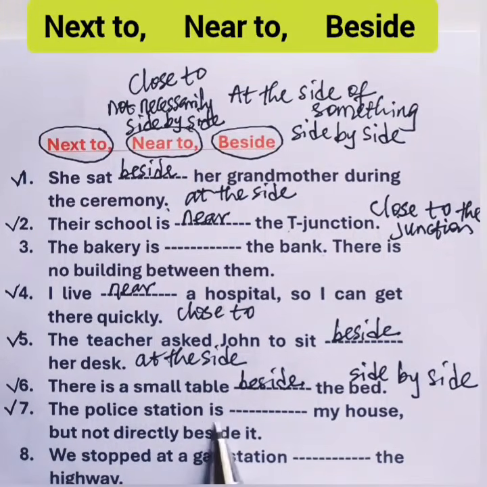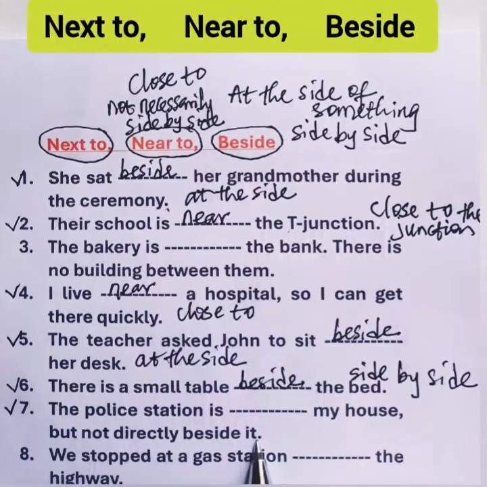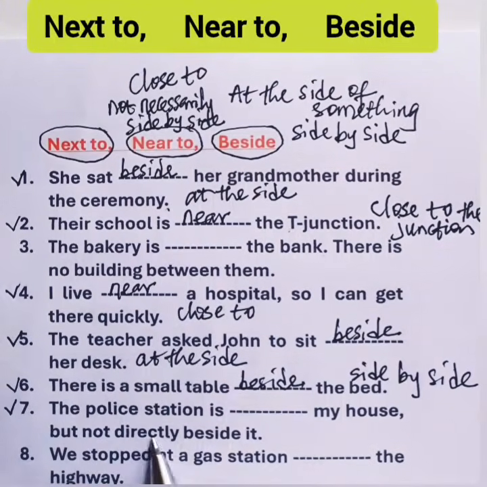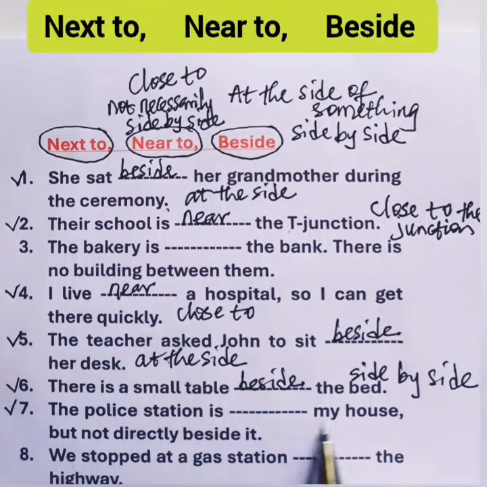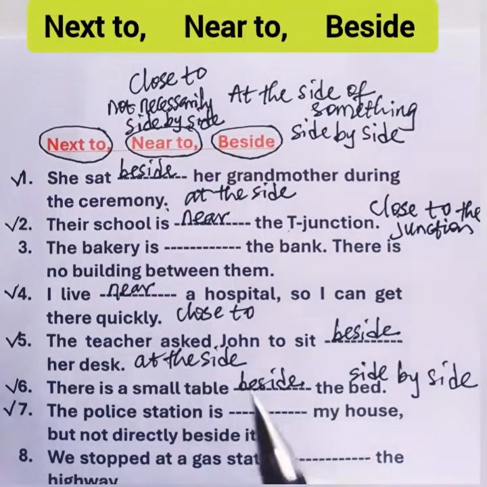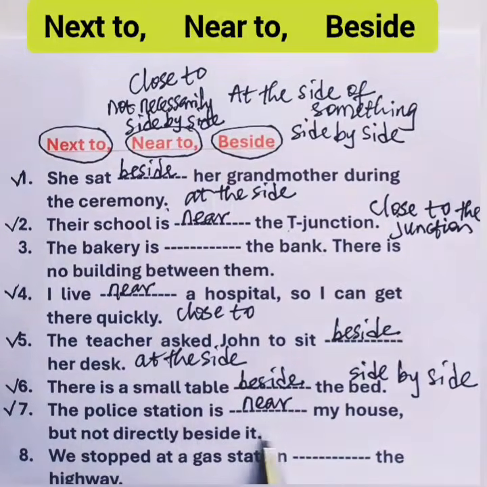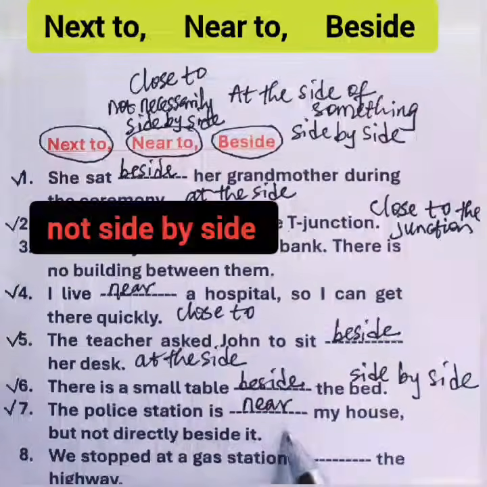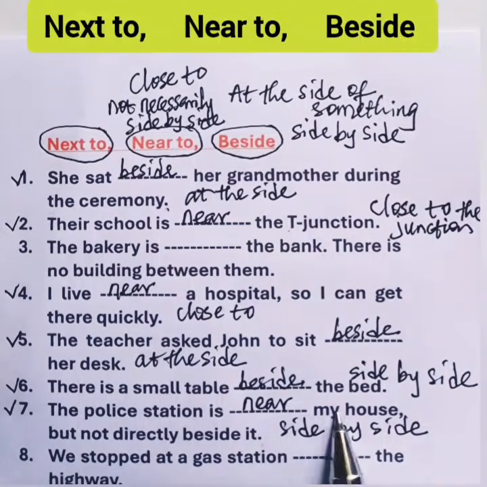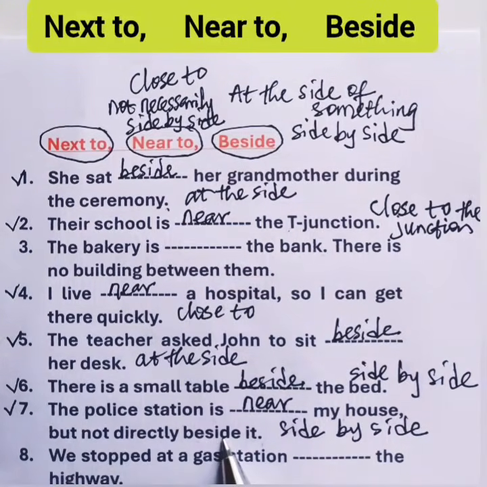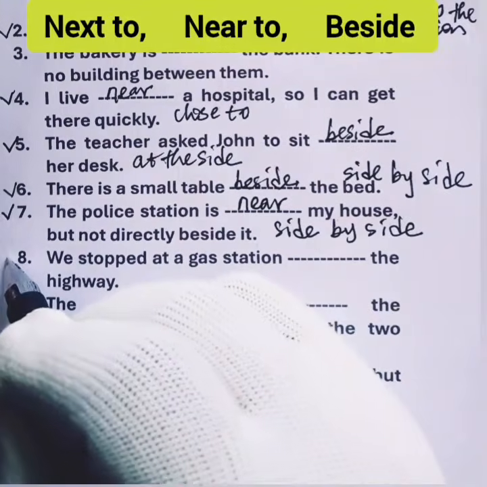The police station is blank my house, but not directly beside it. Looking at this part of the sentence, you should know that the police station and my house are not side by side. So near is perfect here. This is very clear. They are not side by side. They are close to each other, but not directly beside. Okay? Our next example is number 8.